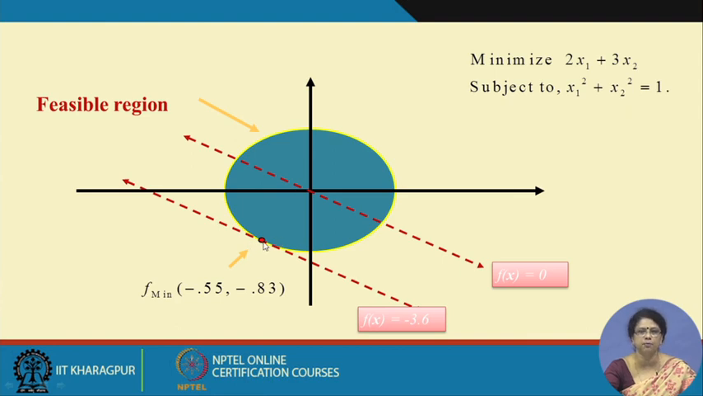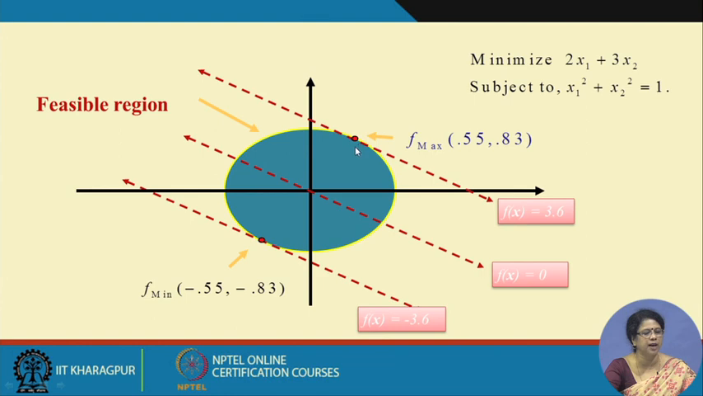I did not need to explain this part because you must have done the graphical solution of linear programming. Here it is the same way, the only difference is that the feasible space is non-linear in nature. And where we will get the maximum value, we will get it here. Because of the symmetricity of the space, we are getting the functional value as 3.6 here and minus 3.6 here.